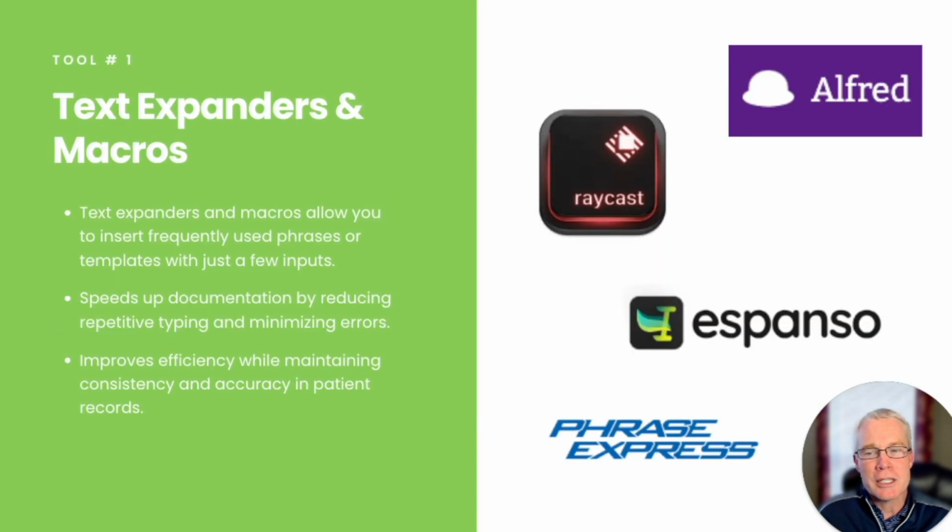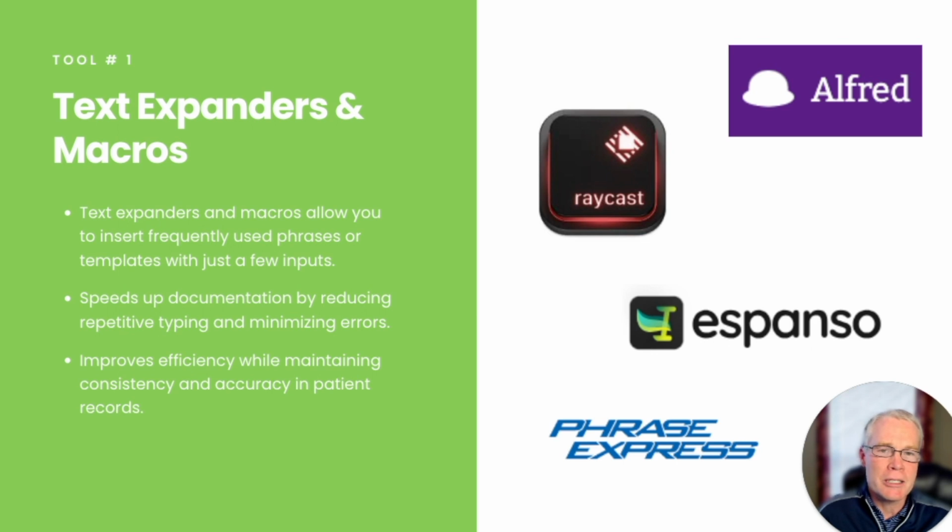The first one is using text expanders and macros. This is the ability to quickly add sentences or paragraphs of text to any text box. Think of all the time you spend entering similar or the same text like normal physical exam. Now, a macro is specific to a program. It's built for something like Word or your EHR, whereas a text expander, like the 4 you see on this screen, are built for any platform.